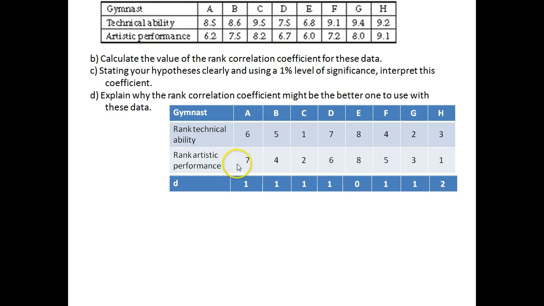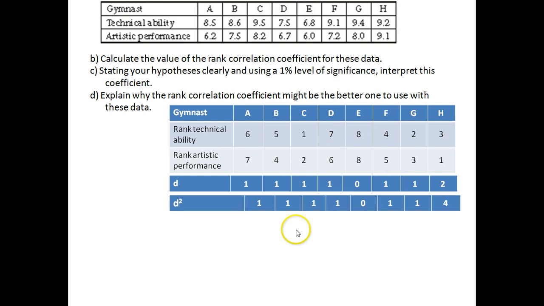Working out the difference, disregarding the minus and squaring, our sum of the squares of the difference is 10. So working out Spearman's rank correlation coefficient, it's 1 minus 6 times the sum of the d squared, 10, divided by n, which is 8, multiplied by n squared minus 1, which is 64 minus 1, which is 63, and we get 0.881.